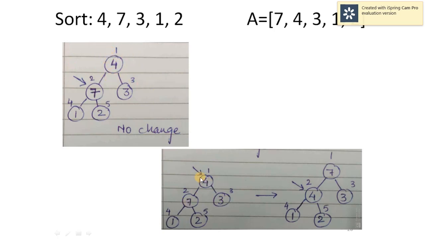Now 4, 7, 3 will be compared. 7 and 4 will be swapped because 7 comes out to be maximum by the MaxHeapify function. And since it is a swap, MaxHeapify will be called again for 4, 1 and 2. Since 4 is greater than 1 and 2 both, MaxHeapify will stop here.